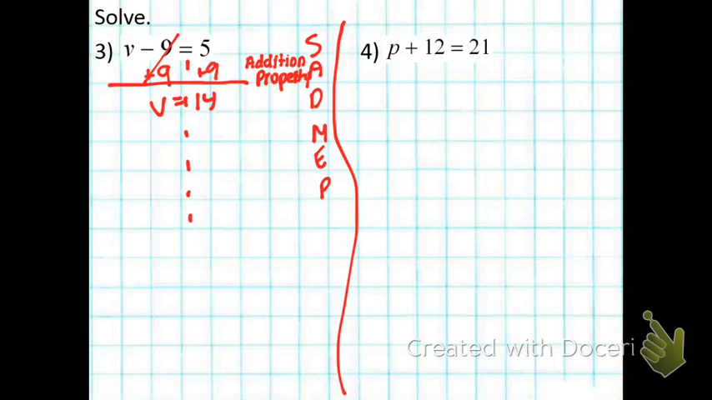Let's do one more, number 4. And you notice that the fence is actually long. It's because we're going to do more steps like tomorrow. So v is equal to negative 4, or v is equal to 14 here. That's this one. Do number 4. So we got to figure out what is our letter. It's P, okay? Drawing my fence.